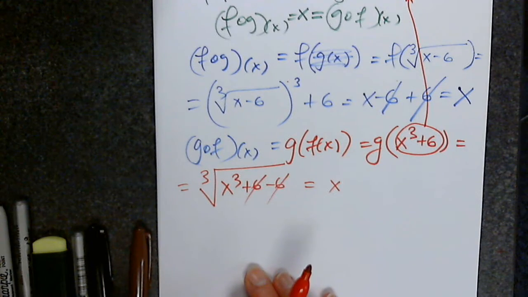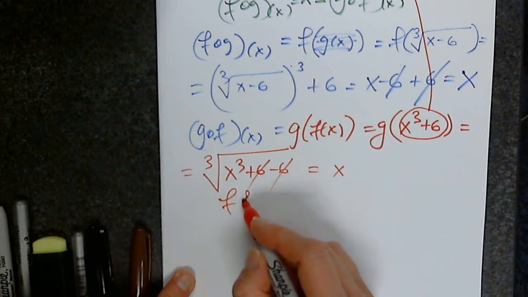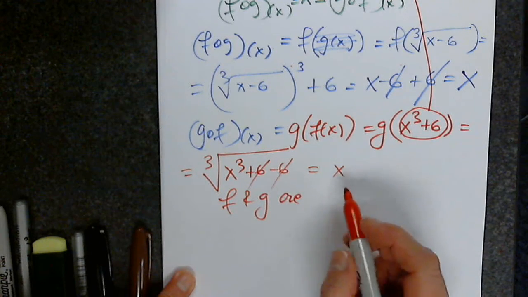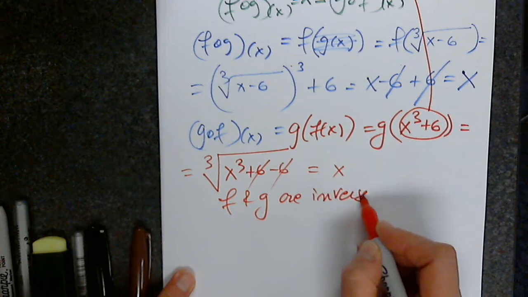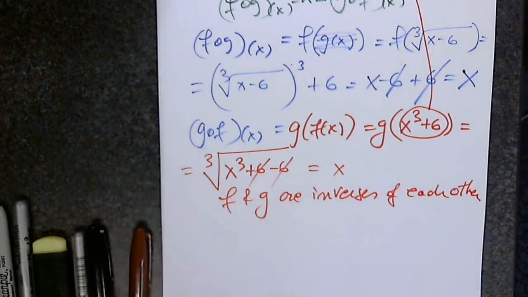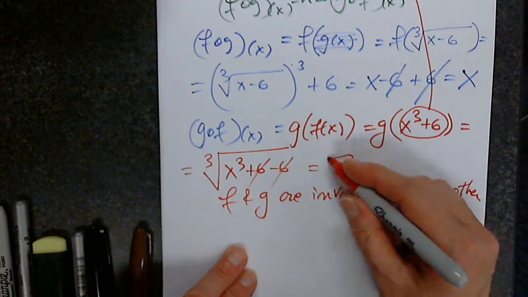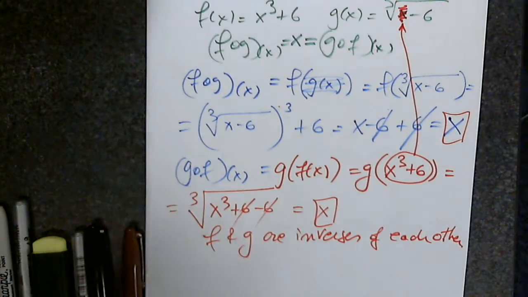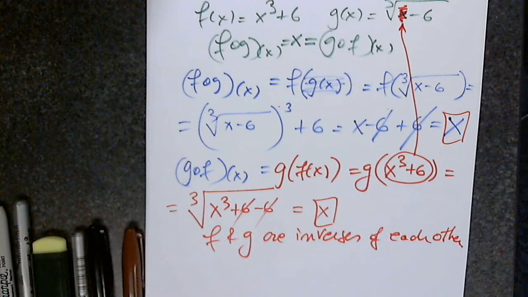So how would we put it for the answer? f and g are definitely inverses of each other, because in both directions, in any sequence, f and g or g and f, I got the same thing.